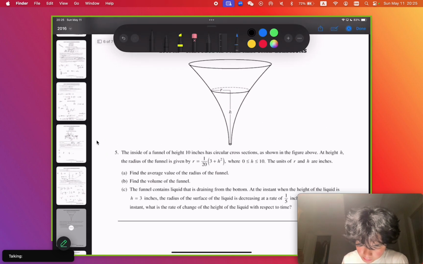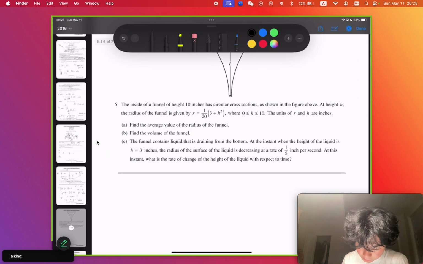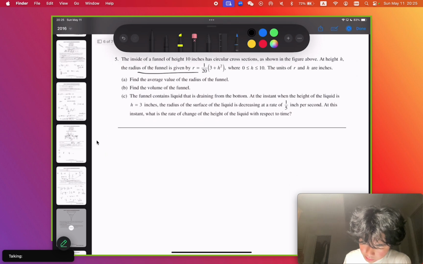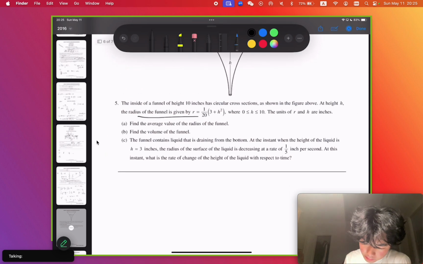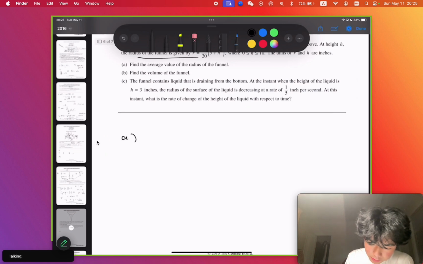Okay, 5. Oh, this looks hard, but it's really easy. Find the average value of radius of the funnel. Since it's given the term, the rate, I will say the average value of the funnel, we can calculate it by the average distance formula.